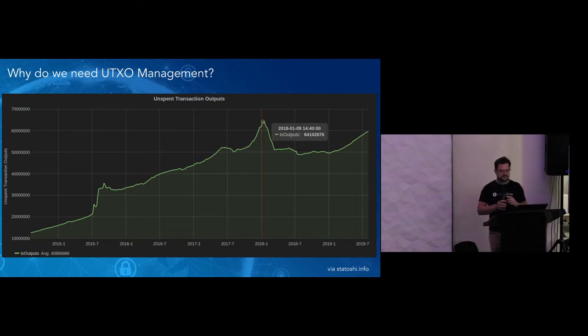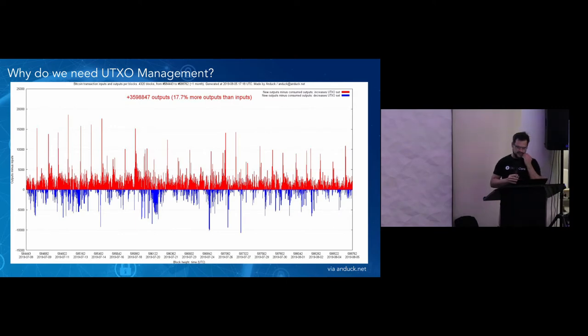on the top of this peak, it was about 0.26 Bitcoin per UTXO on average. And last month it was 0.31 Bitcoin per UTXO. And now we're back to 0.30 Bitcoin per UTXO. So we're getting back down to smaller and smaller unspents. In fact, if you look at a graph, how many outputs we create in comparison to inputs we consume, we create about 17.7% more outputs than we consume inputs. And in the last month alone, we've created 3.6 million extra UTXOs.